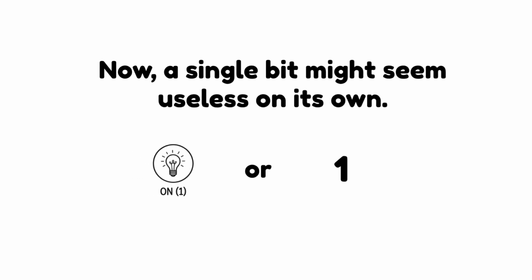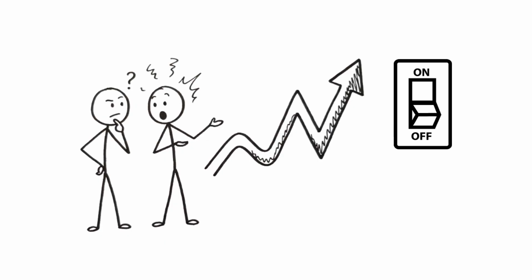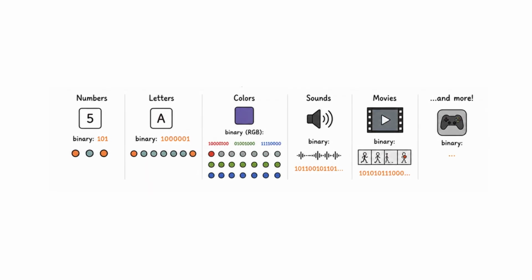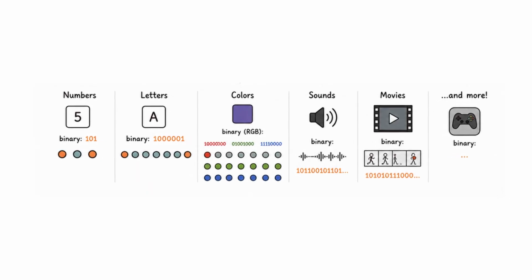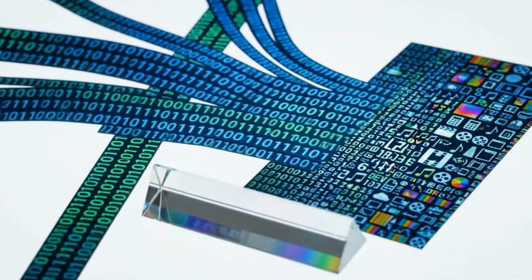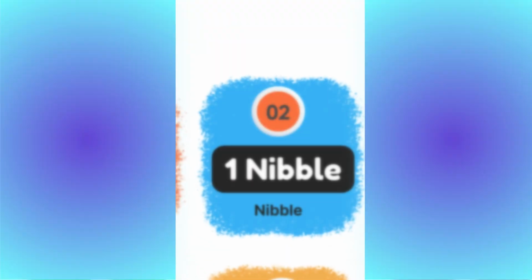Now, a single bit might seem useless on its own. After all, what can you really do with just an on or off signal? But here's where it gets interesting. When you combine multiple bits together, you create patterns, and these patterns can represent anything: numbers, letters, colors, sounds, even entire movies.